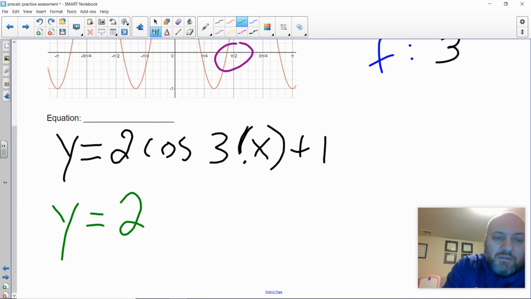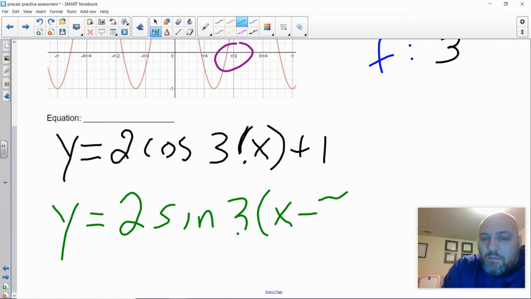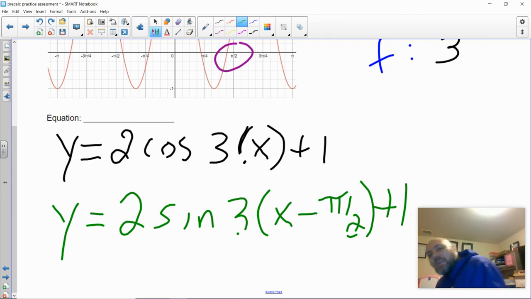So the amplitude is still 2. Frequency is still 3. If I'm going to the right, it's going to be minus pi over 2. If I'm going to the left, it's going to be plus pi over 2. Both are correct. And then I have my midline of plus 1.